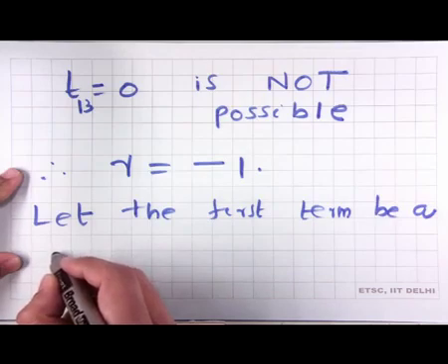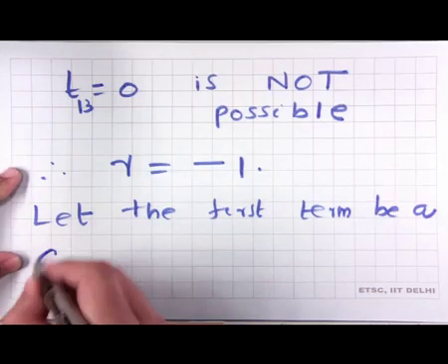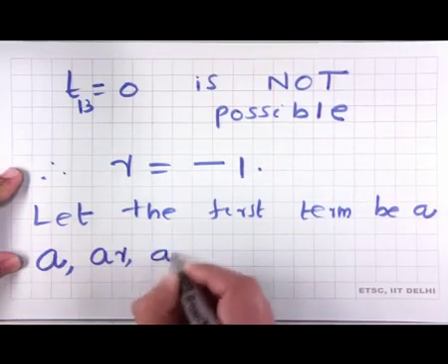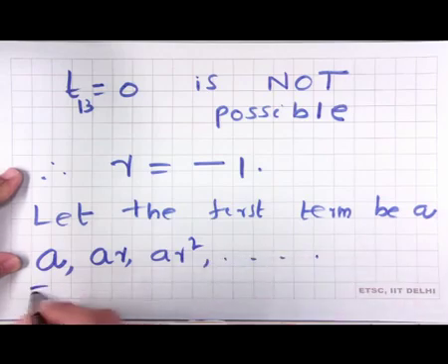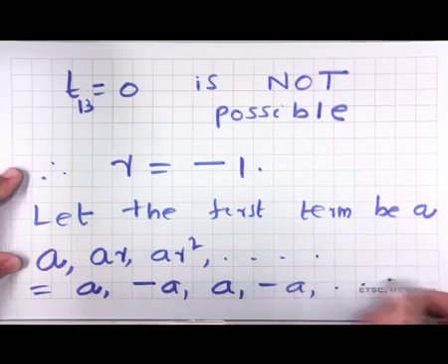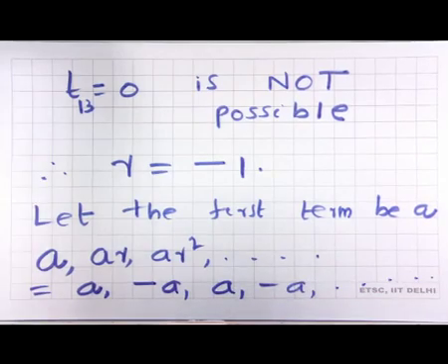Then the geometric progression would be A, AR, AR square and so on, which would be A, minus A, A, minus A and so on. Thus, our GP reduces to this simple form: A, minus A, A, minus A and so on. Alternatively, positive and negative.